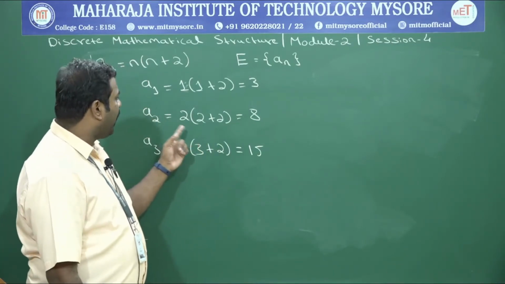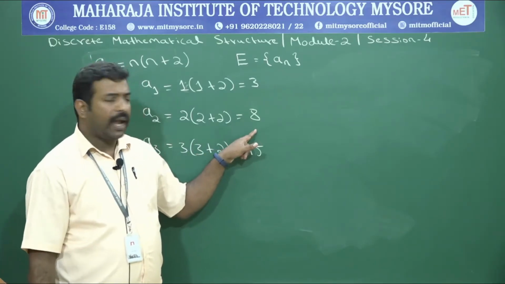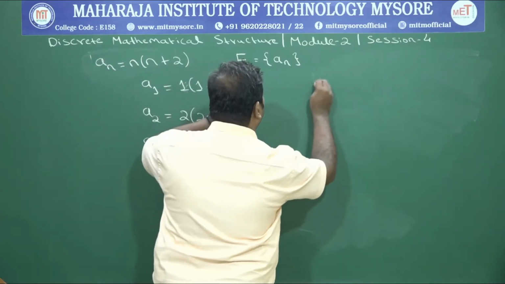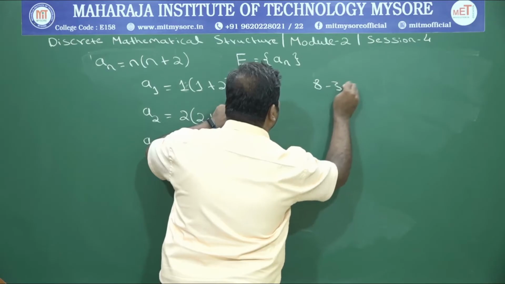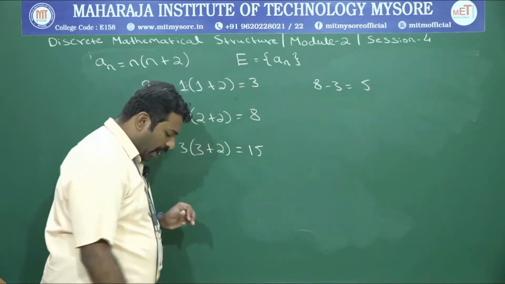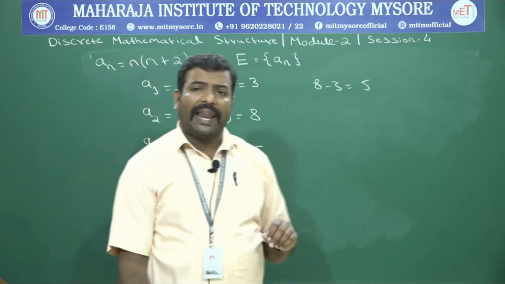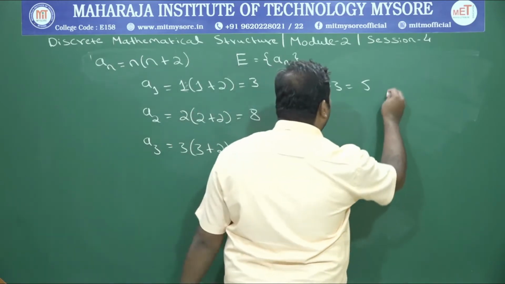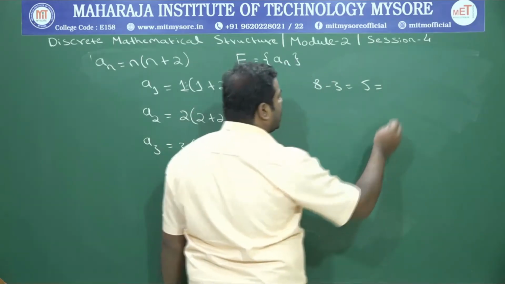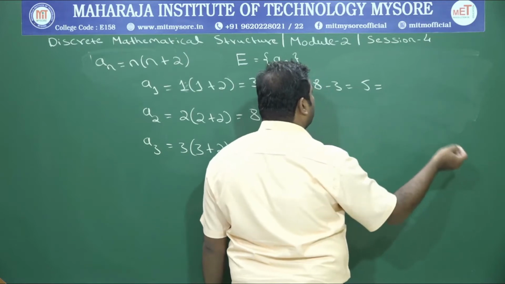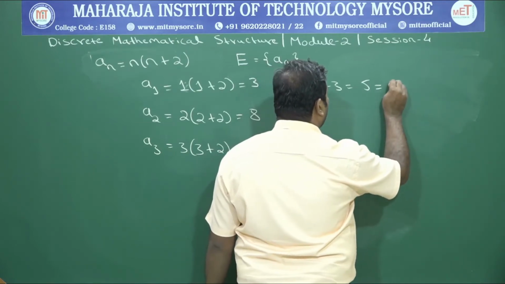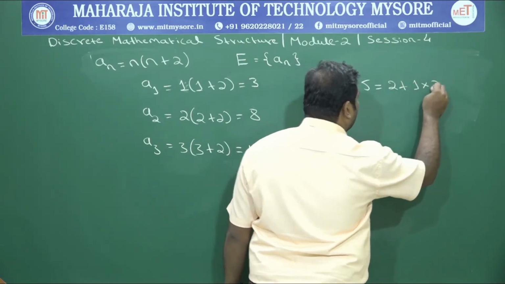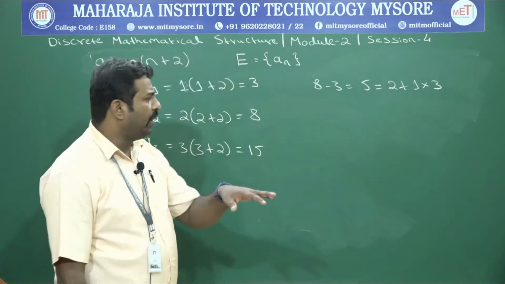Fine. Now I am going to subtract this 8 with 3. Just find what I am going to get. That is 8 minus 3, which is going to give me 5. Now this difference, just think, can I express this in a different form or not? So this 5, can I rewrite this 5 as a multiple of 3? If that's the case, I am just going to say this as 2 plus 1 into 3.